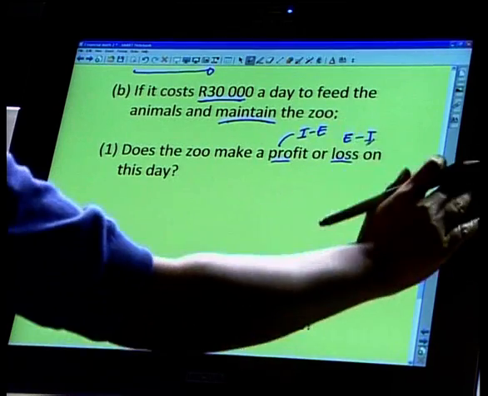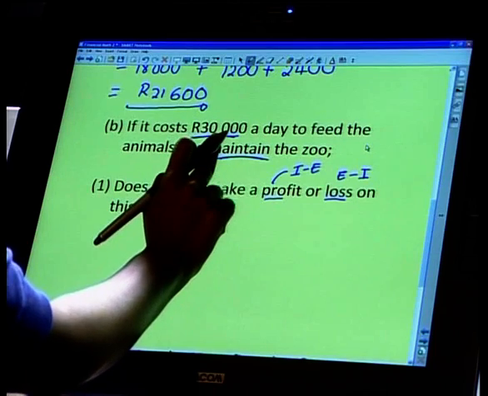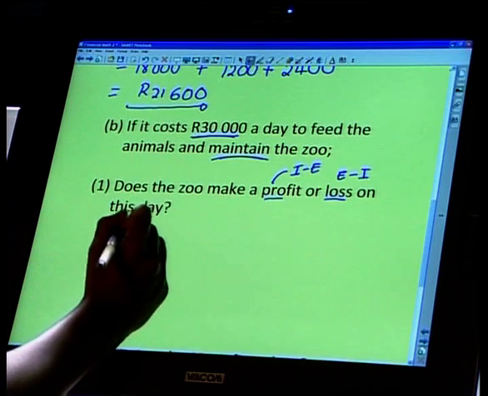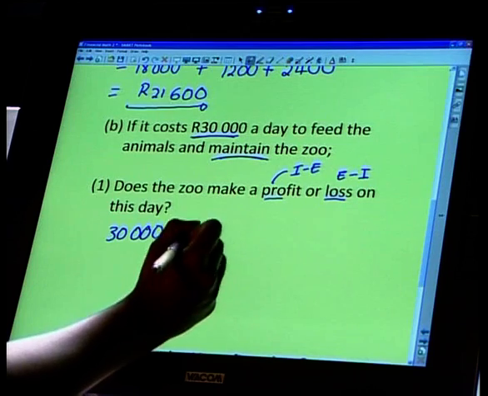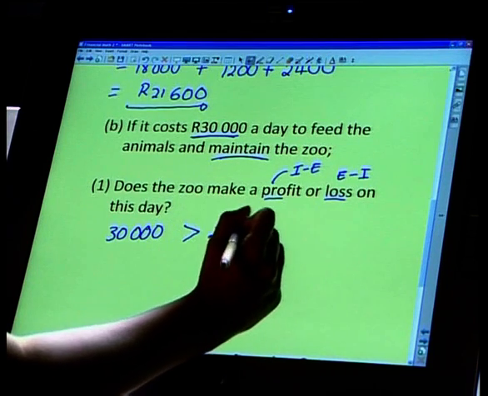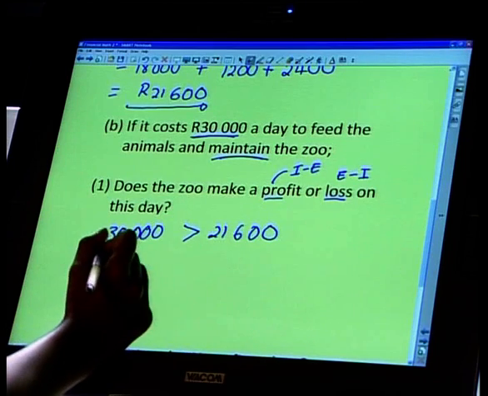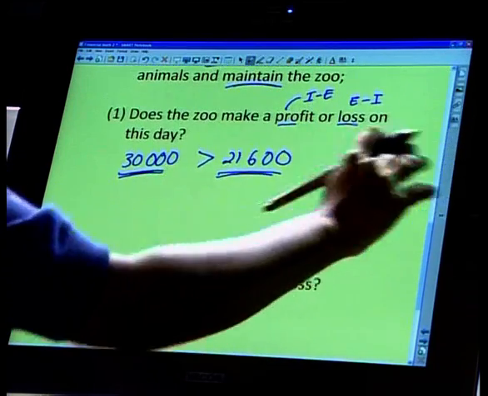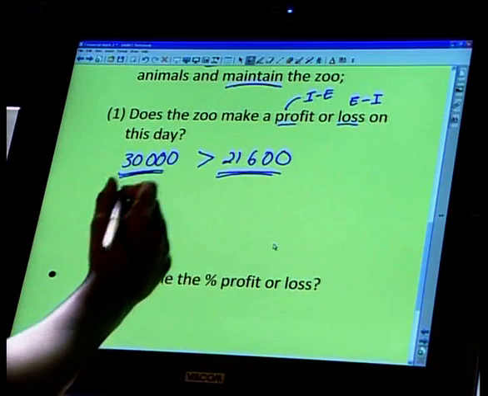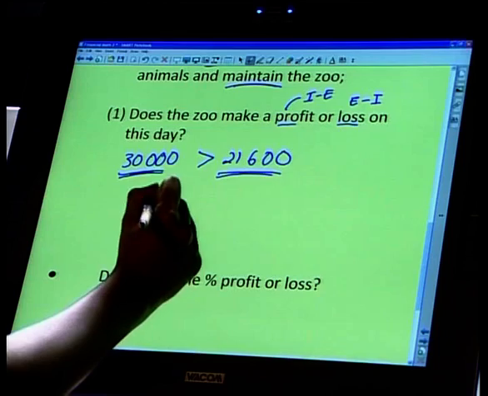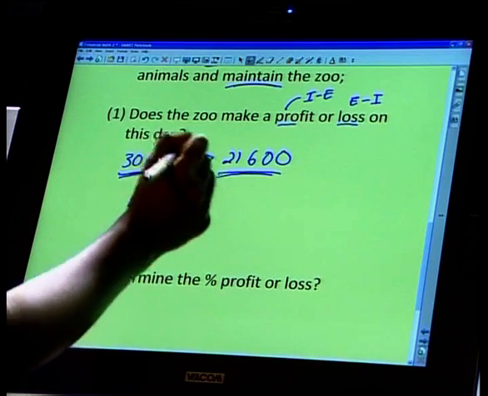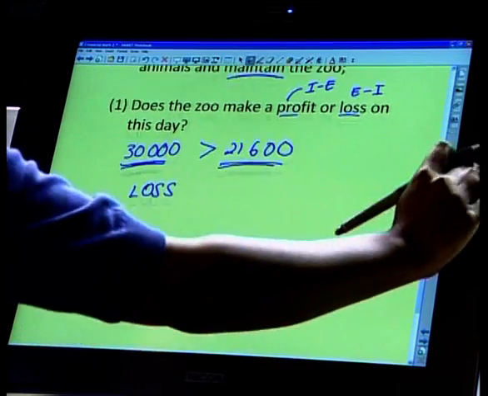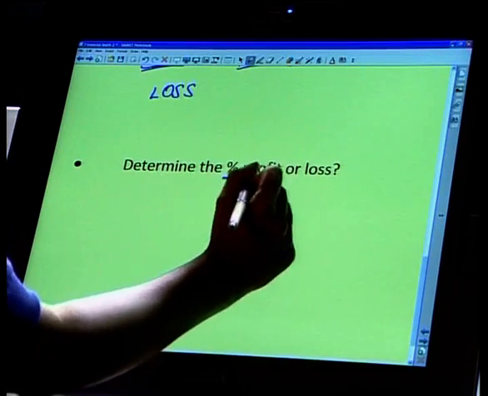because in that case your expenses are generally greater than your income. So here what we have to do is compare the costs or the expense to the income, and we can see, well, 30,000 is greater than, it's more than 21,600 Rand. So it actually costs them more to maintain the zoo than they're getting on this particular day as income. So therefore, this specific day, they will make a loss since the expenses or the costs are greater than the income. The last part wants us to work out the percentage profit or loss.